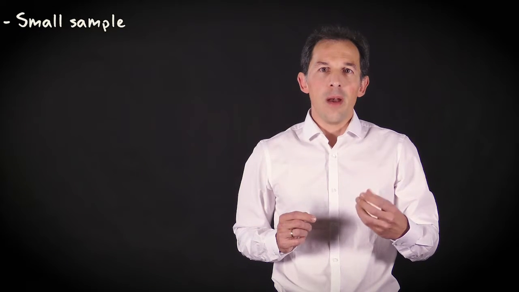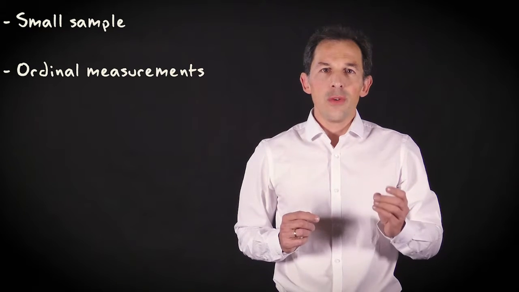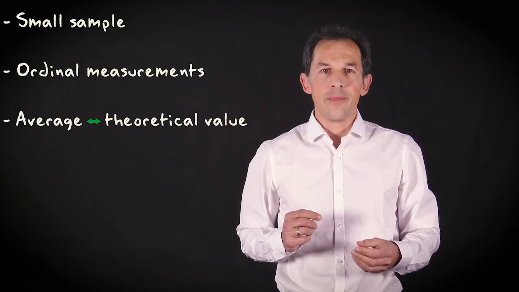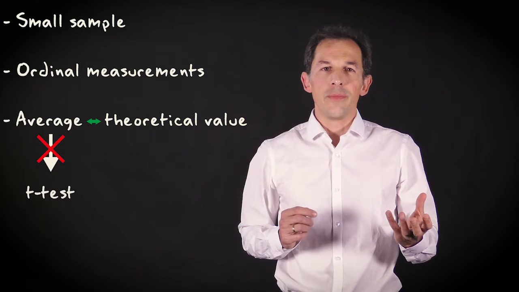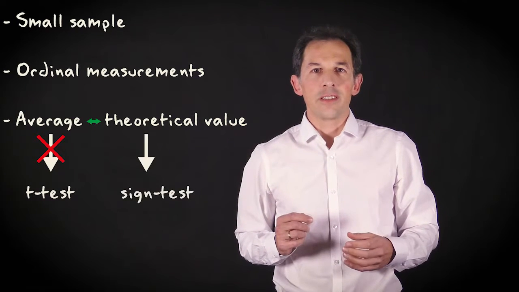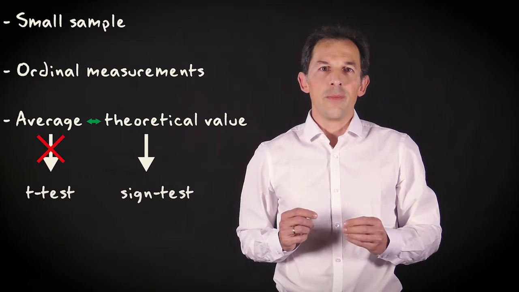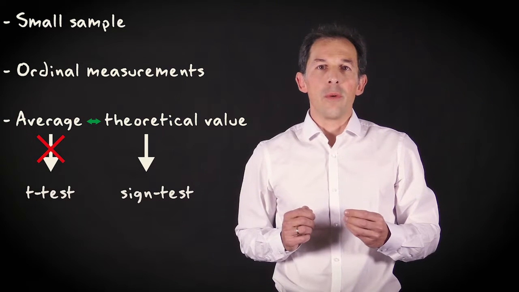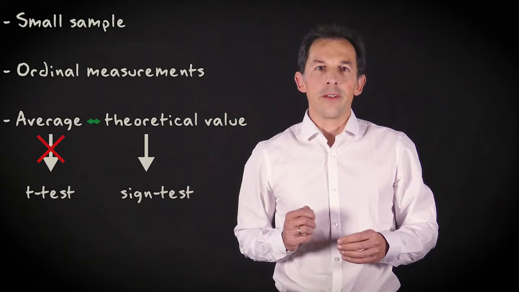Imagine in your experiment you have a sample of size 8, and moreover the variable of interest has an ordinal measurement scale. Still, you'd like to compare an average of your observations against what you expect in theory. Clearly, the assumptions for a t-test are not met, so what can you do? The answer is a sign test. It offers a non-parametric alternative to a one-sample t-test and is one of the simplest non-parametric tests, but also a versatile one. In this video I'll explain how it works and where it can be applied.